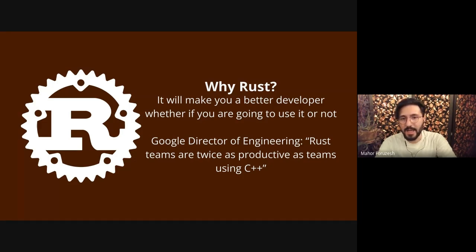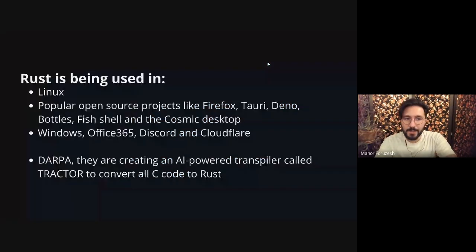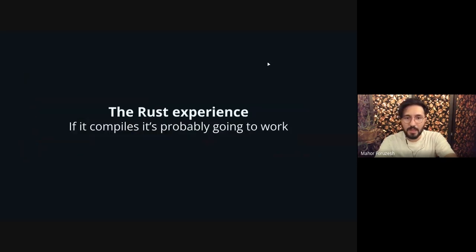Rust also has a great advantage for companies and teams because you don't need to worry about introducing memory bugs when working on a new code base, unlike C or C++. Rust is also being used in Linux, open source projects, and in companies like Microsoft, Cloudflare, Discord, and DARPA. They are creating an AI-powered transpiler called Tractor to convert all C code to Rust. Rust is also a great choice for writing a compiler because the compiler should be both fast and correct.